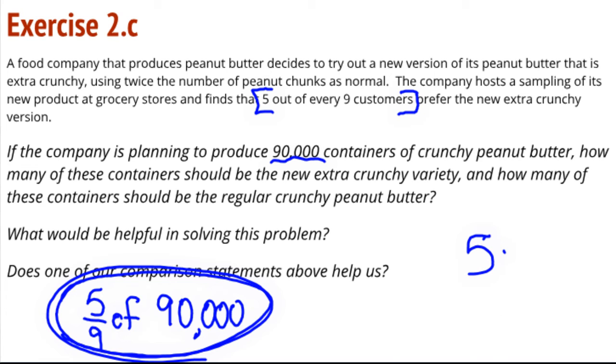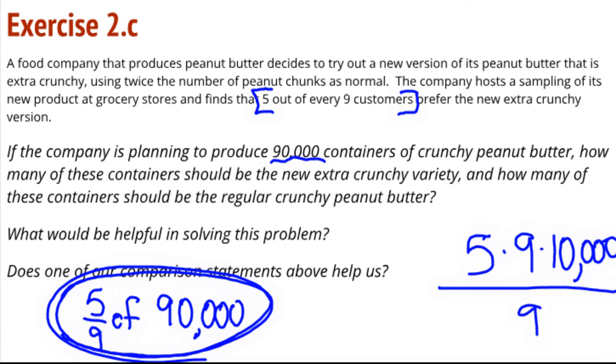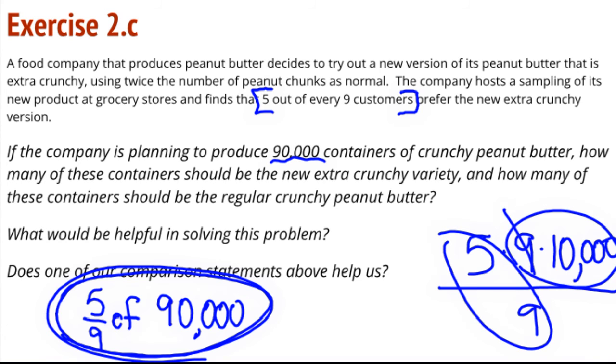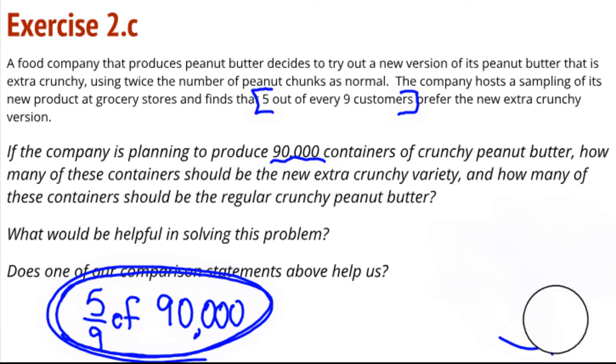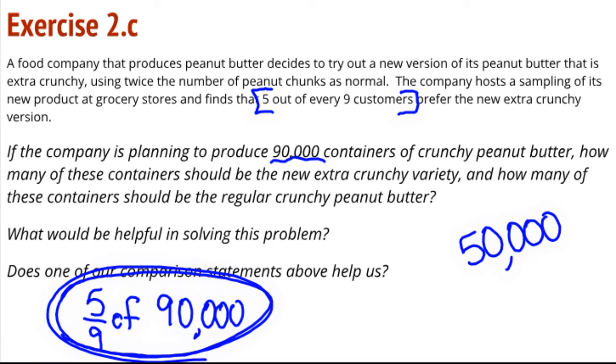5 and 90,000 breaks into 9 times 10,000. So here's my 5/9. Here's my 90,000. The 9s are going to divide each other. 9 divided by 9 is 1. That's going to leave me with 5 times 10,000, which is going to leave me with 50,000. So I know that I need 50,000 of the new, and that means the other 40,000 are going to be the regular or original.